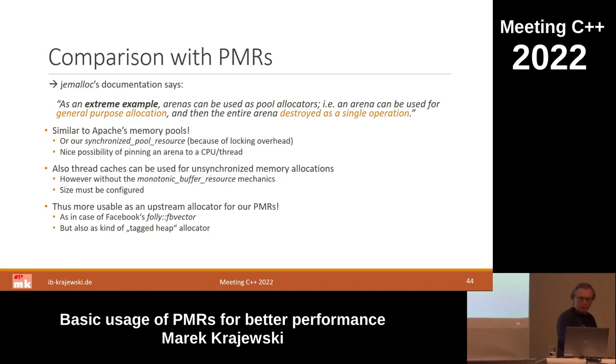Second point, thread caches. You can also allocate a thread cache for yourself. For me, it looks like just a memory slab I allocate locally. So somehow similar to the monotonic buffer resource, but without all the mechanism. It's just a slab of memory. And the size of the thread cache must be configured, because there is a default max size, you have to change it, and so on. So, what do you think? Would you use it?